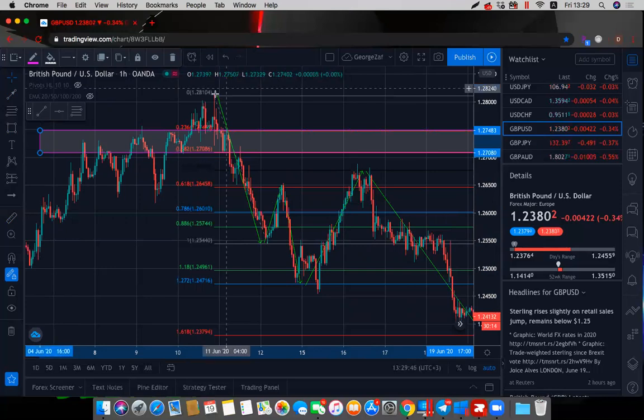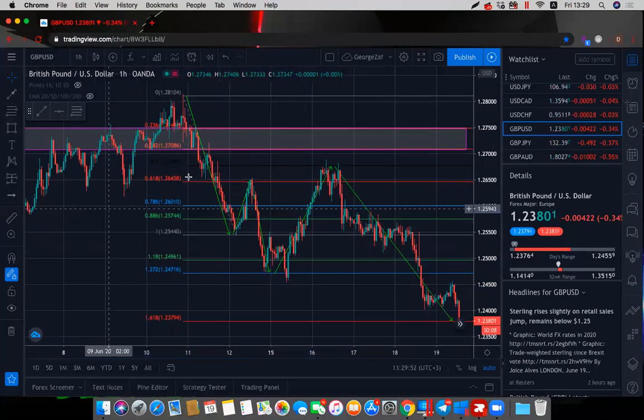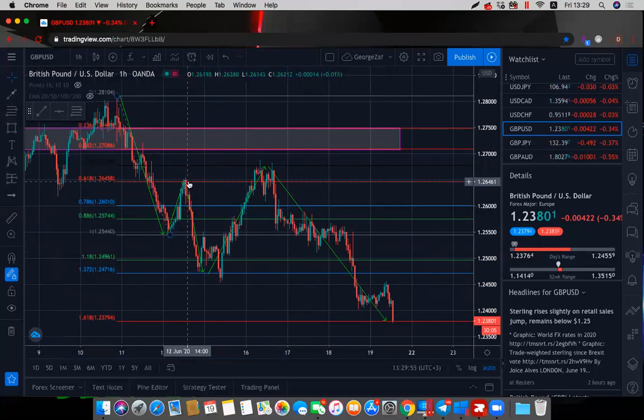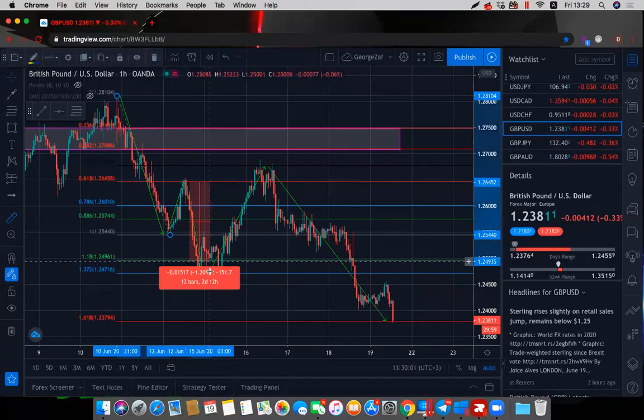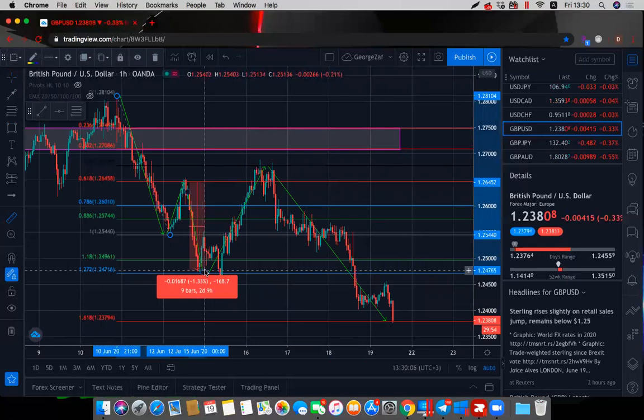So the market went down, retraced to 61, and this was the perfect entry point. You got some pips here, from here to here. You got 168 pips. I think it's fine if you realize that we are going for 20 pips a day, okay?